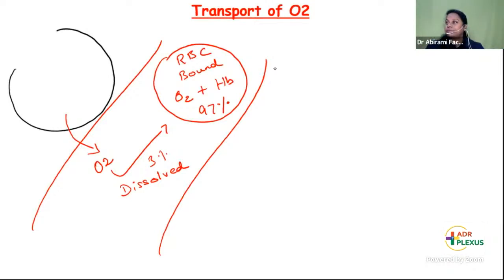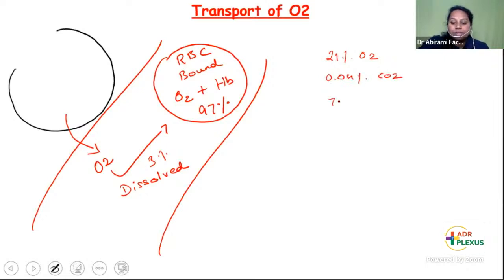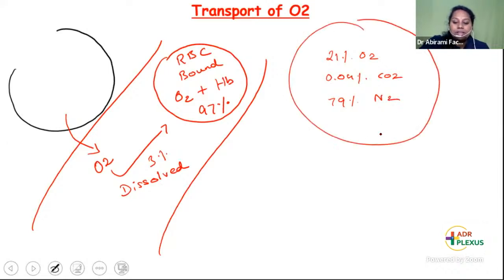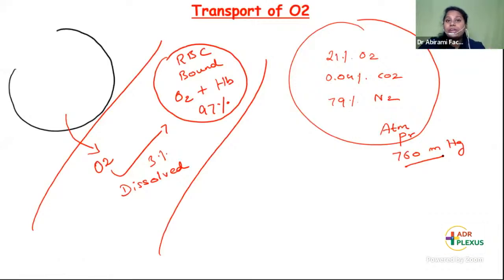Let's take this atmosphere. This atmosphere is made up of many gases. What are the gases? 21% oxygen, 0.04% CO2, and 79% nitrogen. All this is present in the atmosphere, and that contributes to atmospheric pressure. How much is atmospheric pressure? 760 millimeters of mercury. Out of this 760 millimeters of mercury, how much is contributed by oxygen?